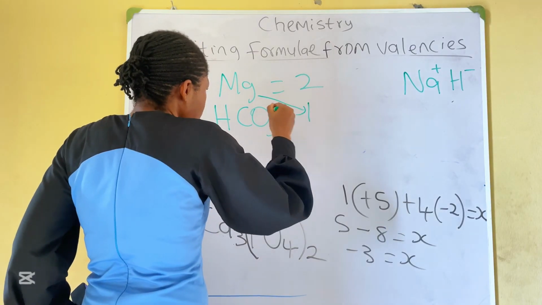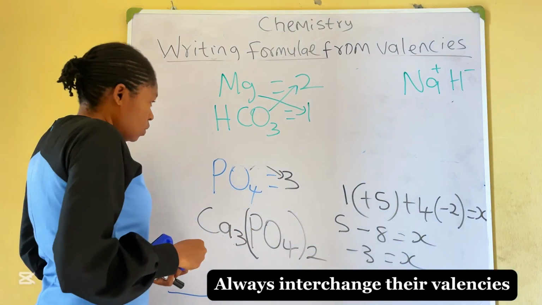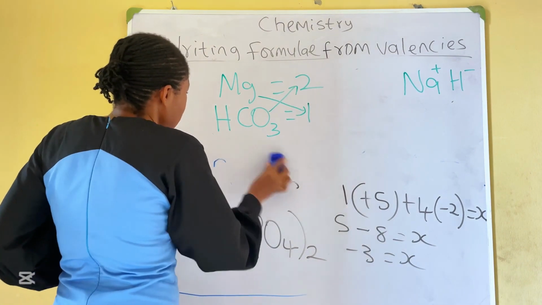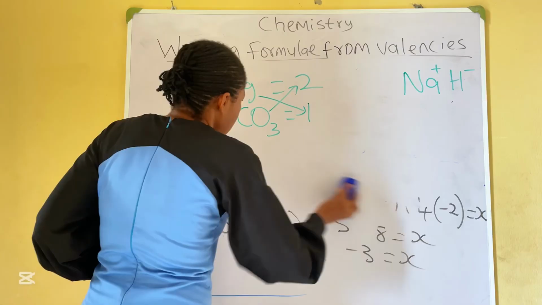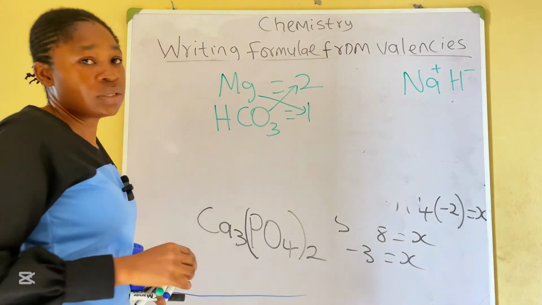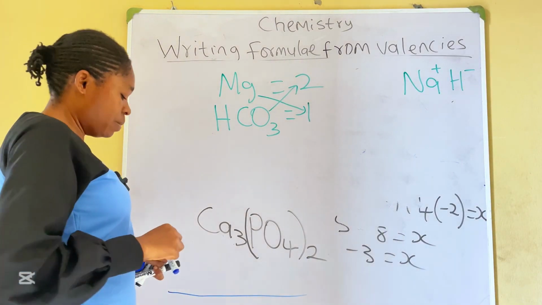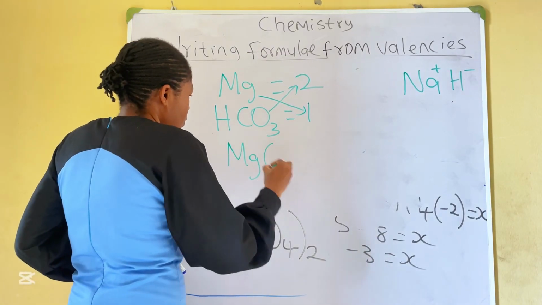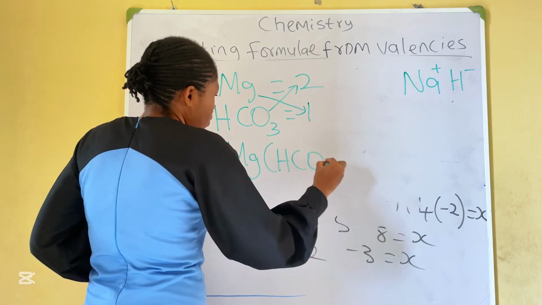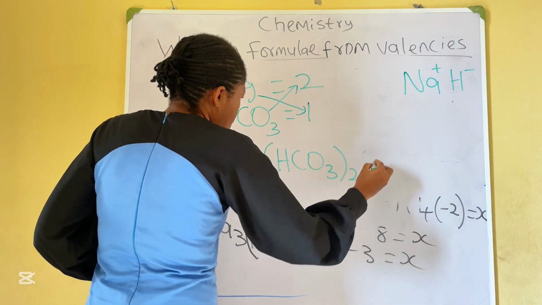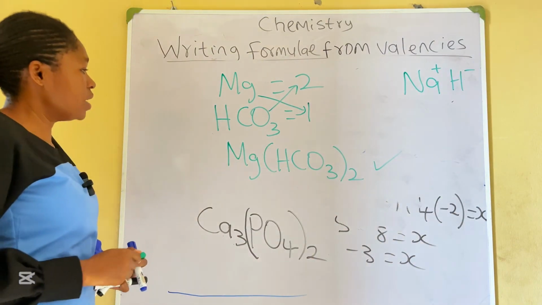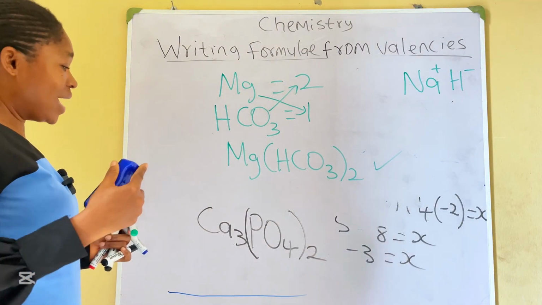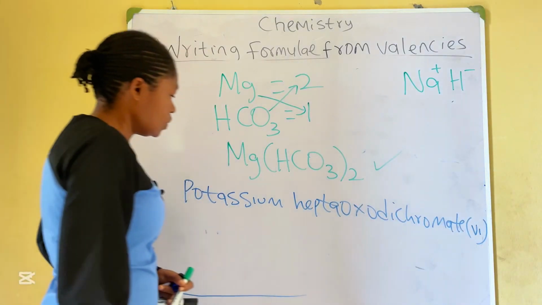Interchange it. Always interchange. So remember, 2 is interchanging with the radical. Don't forget to enclose it in parentheses or in brackets. So you have the formula of magnesium hydrogen trioxocarbonate(IV). Let me add one additional one for the exercise.